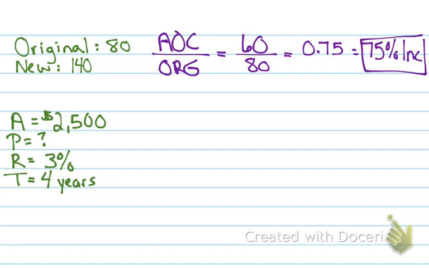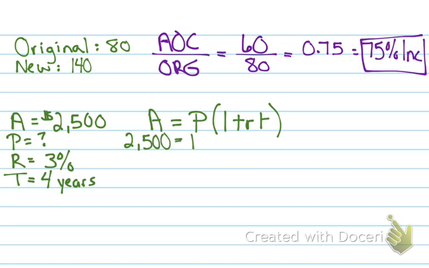Would I use the formula I equals PRT? No. Why? There's no interest, okay? And I need to use a formula that has an A value in it. So my formula is A equals P times 1 plus RT, and T is in parentheses. Okay? So now I just plug in my numbers, right?